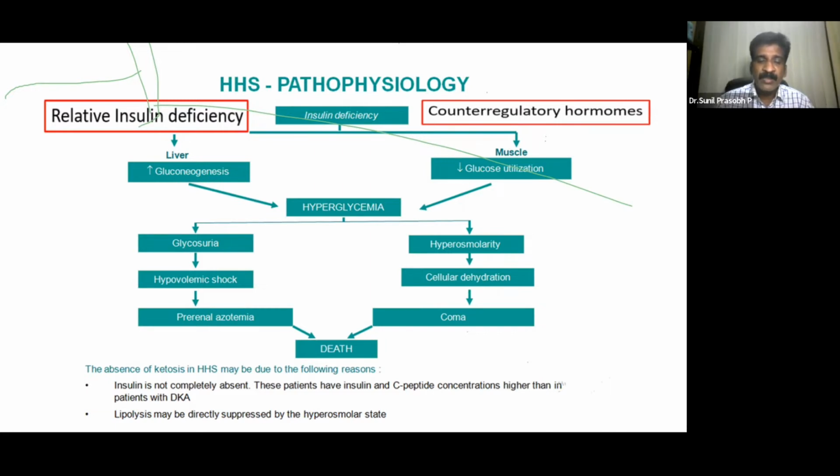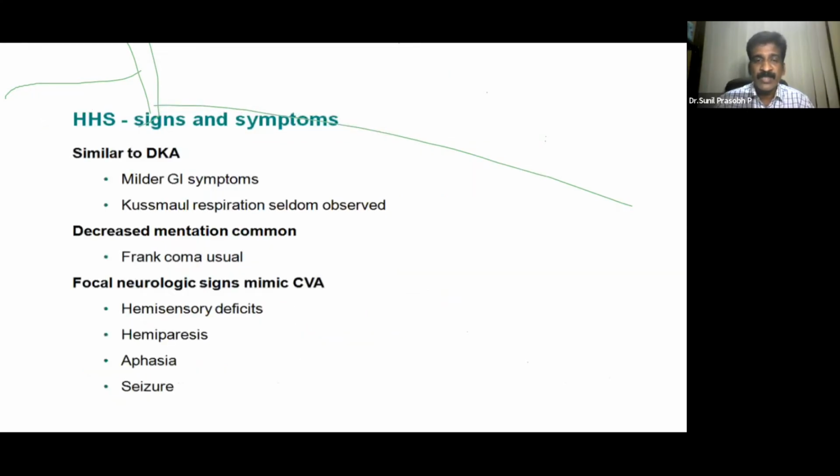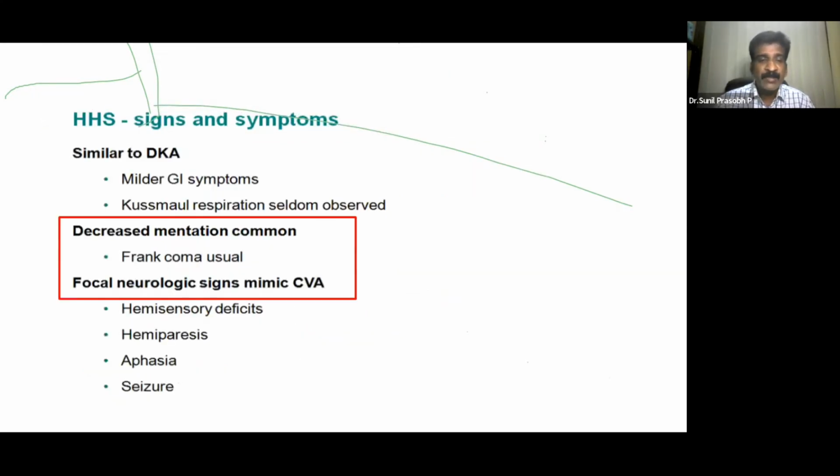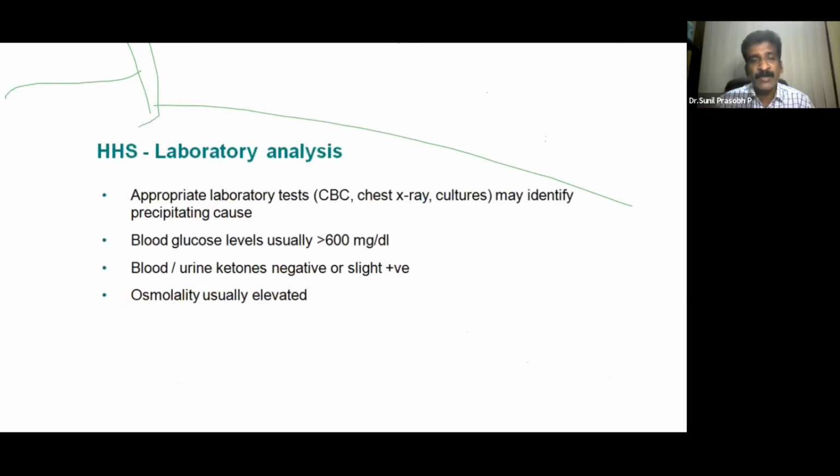The most important thing is the increased osmolarity, the hyperosmolarity that is happening in many of these patients. And the most important symptoms are basically due to the hyperosmolality, like the decreased mentation, the focal neurological signs. All these are basically due to the hyperosmolarity happening in HHS patients. And the most important thing is HHS is usually seen in type 2 diabetic patients.